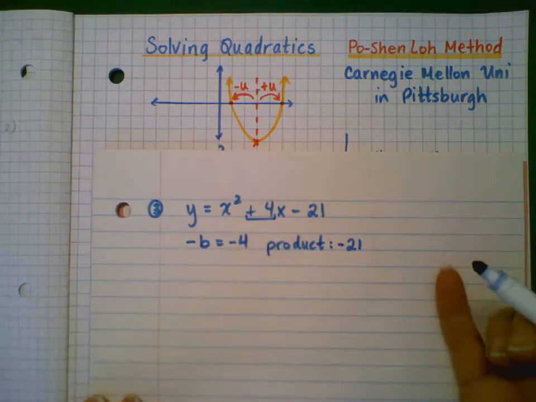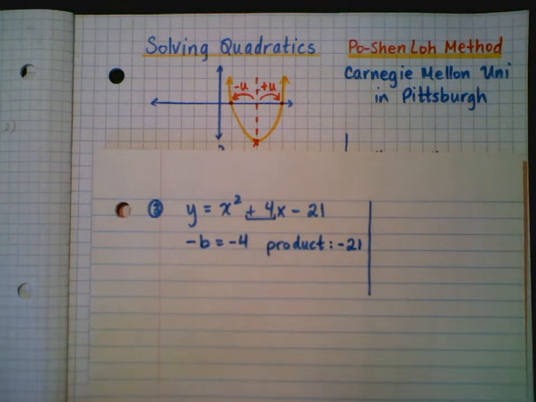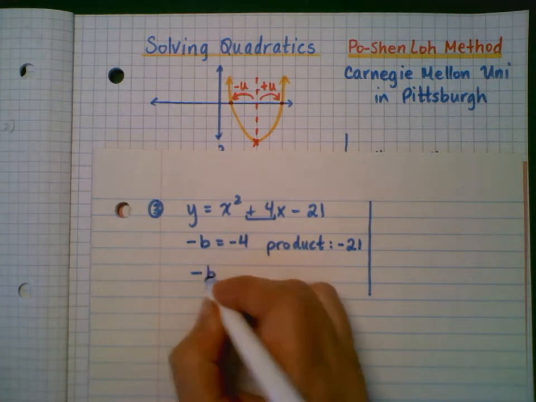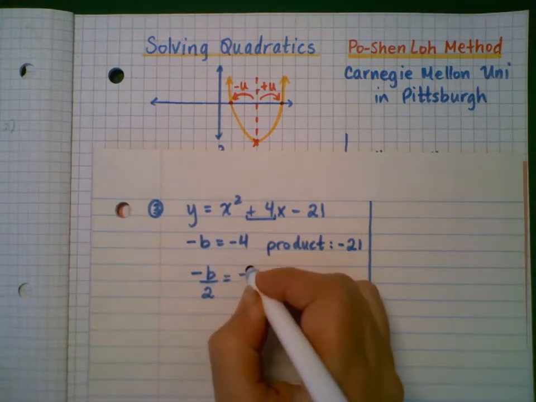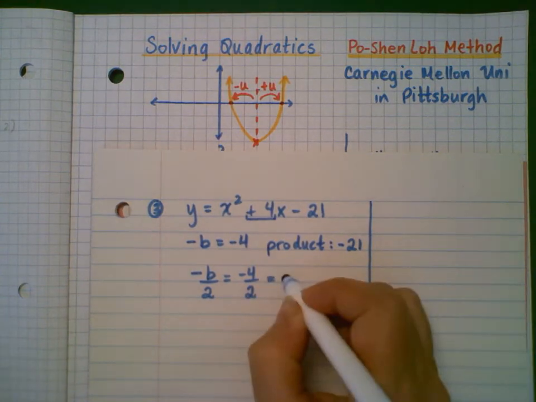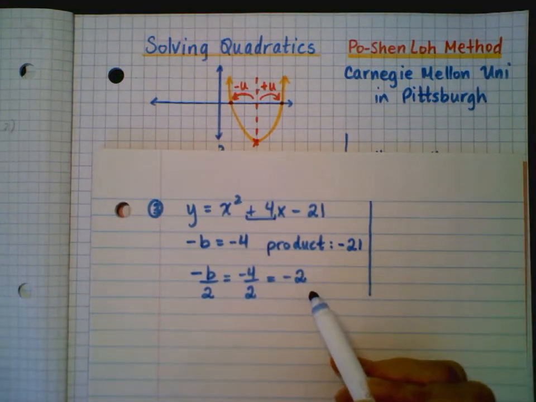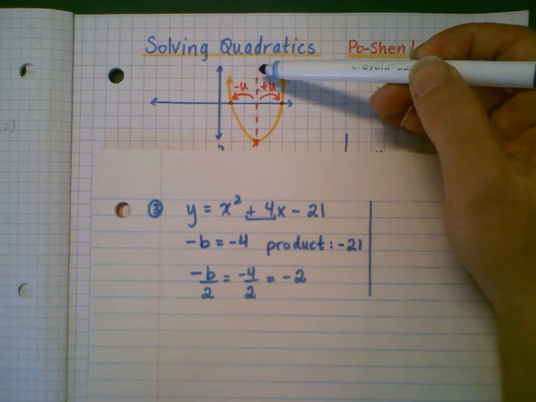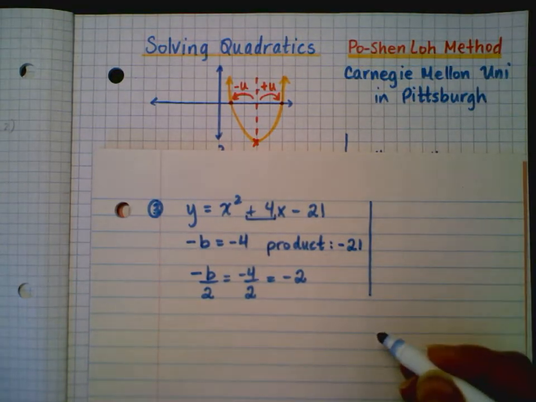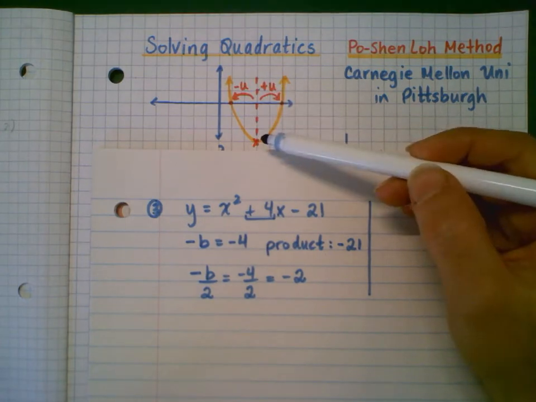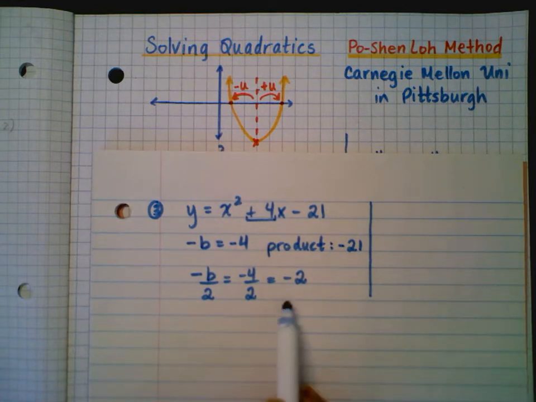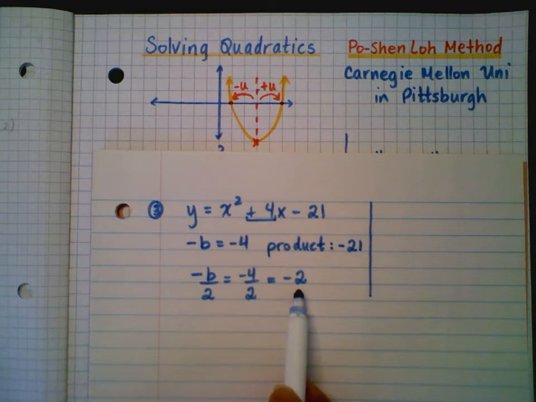Once you've found those two key pieces, you are going to make a statement. So negative b divided by 2 is negative 4 divided by 2. That's negative 2. So this value of negative 2 represents the x value of the line of symmetry. All quadratics have this feature of symmetry, and that's one of the nice things about this method. So if I was sketching the graph, I would already know that x equals minus 2 is where the line of symmetry is.